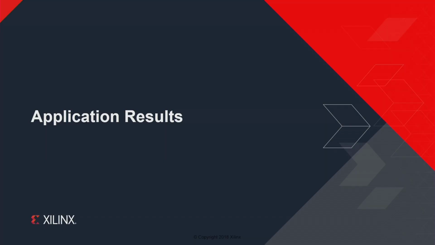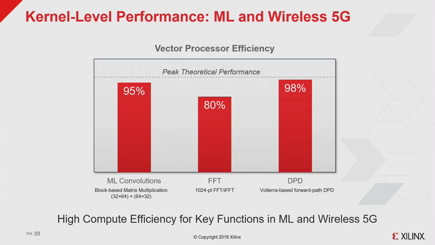In terms of application results, just a couple of high-level messages. This slide shows kernel-level performance for a few benchmarks for machine learning and wireless 5G. The first one on the left is the convolutions, a block-based matrix multiplication. FFTs and DPDs, a nonlinear filter that you need for wireless communications. The point of this slide is that at the kernel level, we achieve high compute efficiency for all this key functionality.